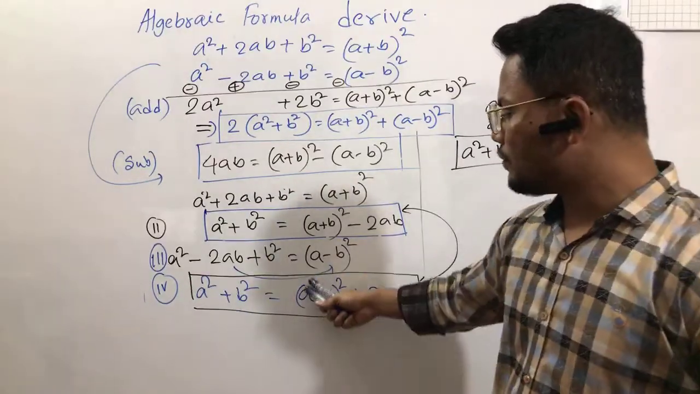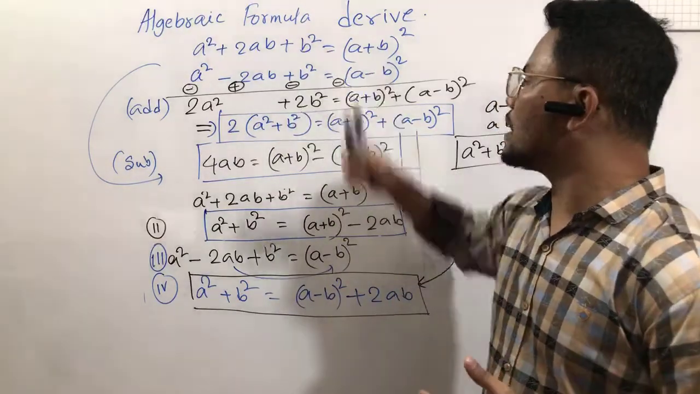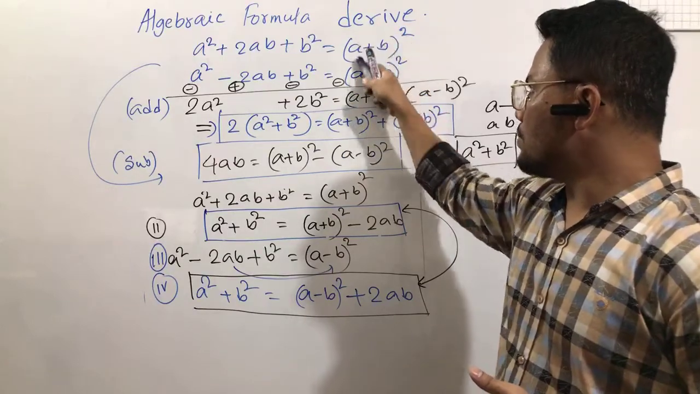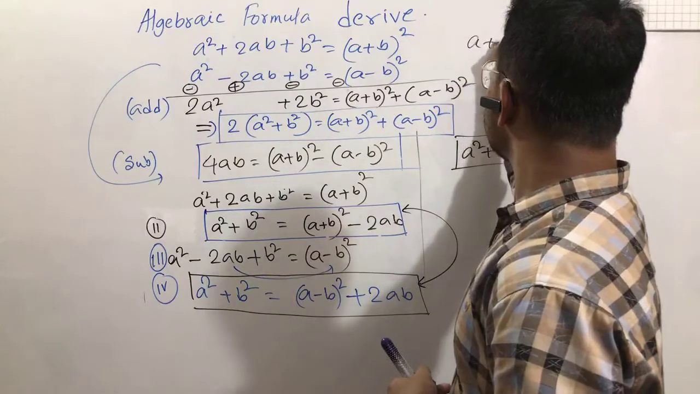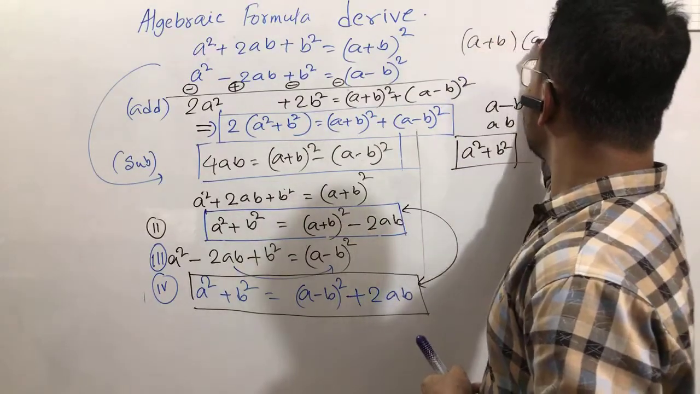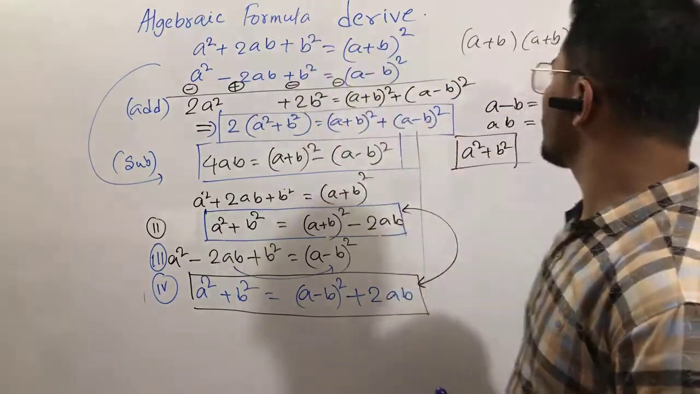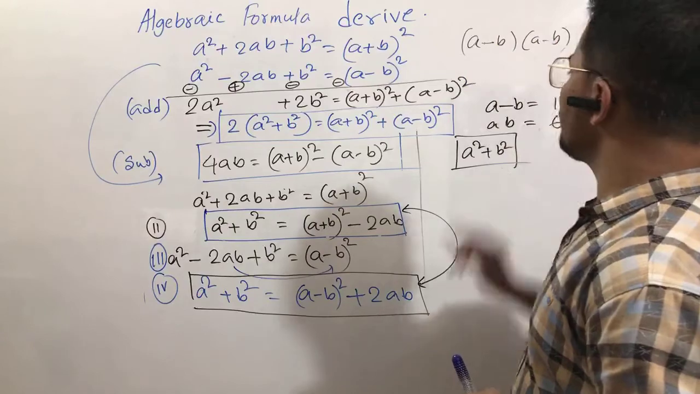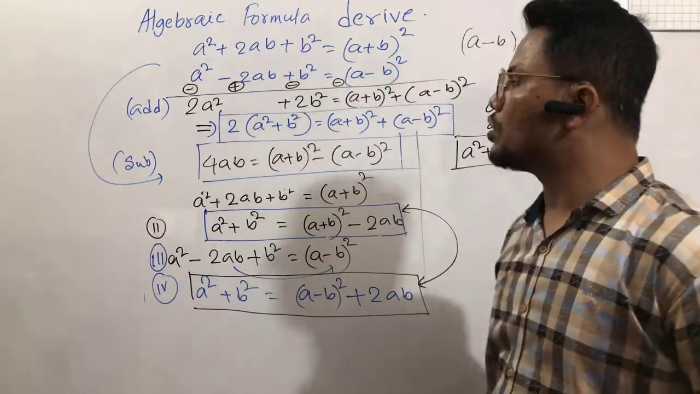So actually, a formula is nothing but the process of multiplication, like A plus B whole square, A minus B whole square. By multiplying A plus B with another A plus B, we can make the formula of A plus B whole square. And similarly, if you multiply A minus B with another A minus B, we will get here the formula A minus B whole square.